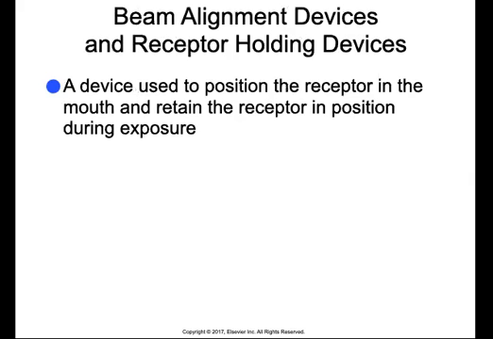So a beam alignment device is a device used to position the receptor in the mouth and retain the receptor in position during the exposure. Paralleling technique requires the use of this type of beam alignment device in order to keep the receptor parallel to the long axis of the tooth.